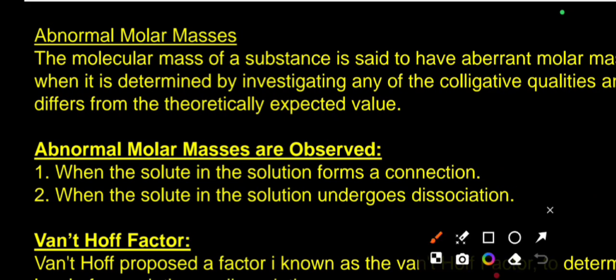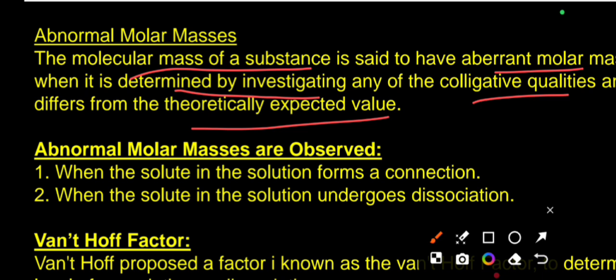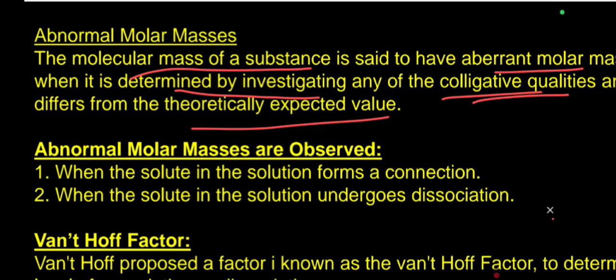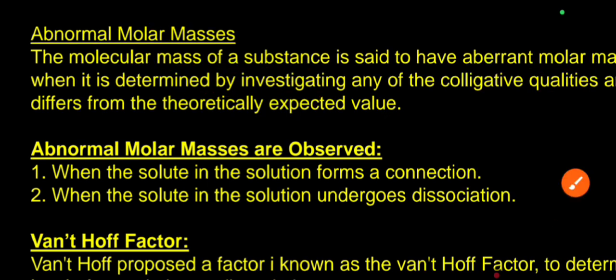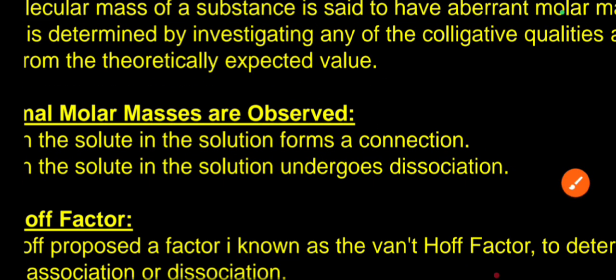So our next topic is abnormal molar mass. Actually, what is this? The molecular mass of a substance is said to be aberrant molar mass when it is determined by investigating any of the colligative properties and differs from the theoretically expected value. So what are the colligative properties? Actually, you have done many terms in the previous topic.